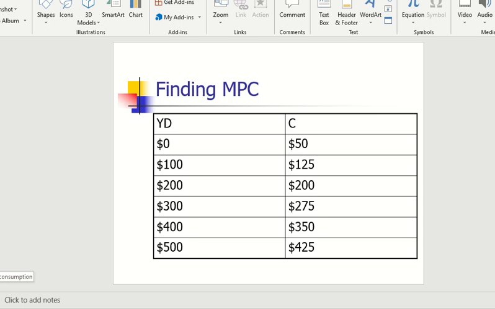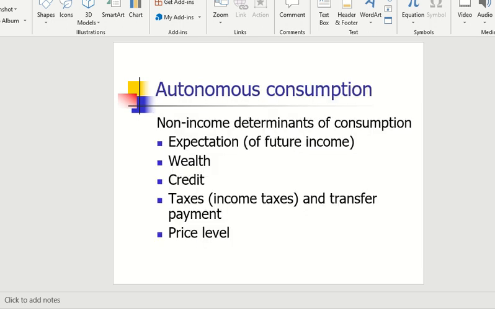So in other words, we now turn to other determinants of consumption. These are the factors that are not dependent on income. They are non-income determinants of consumption. And they can contribute to what we call the autonomous consumption. Autonomous consumption is the amount of consumption that is not dependent on income.